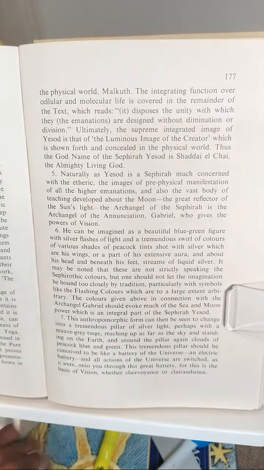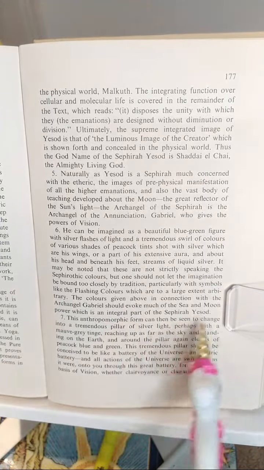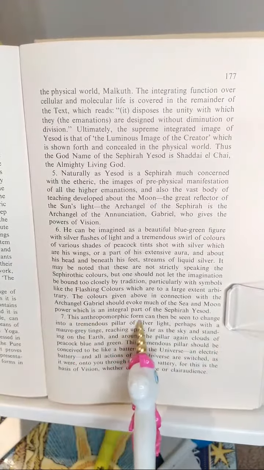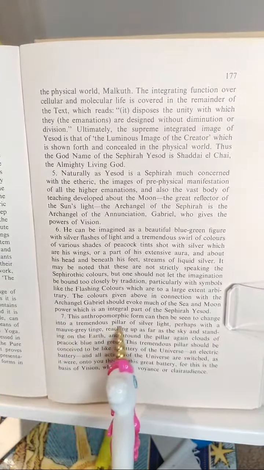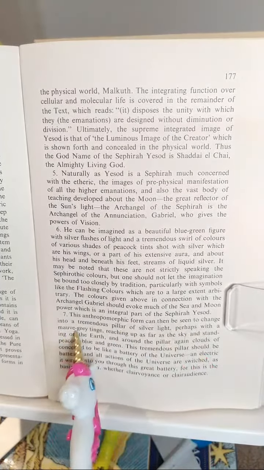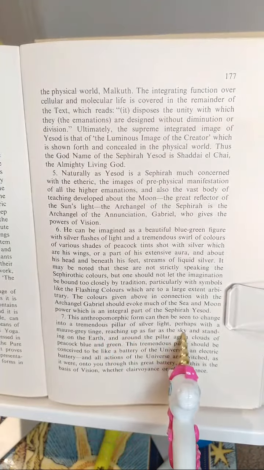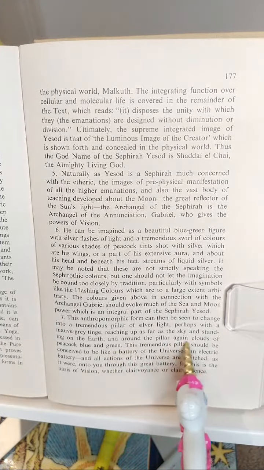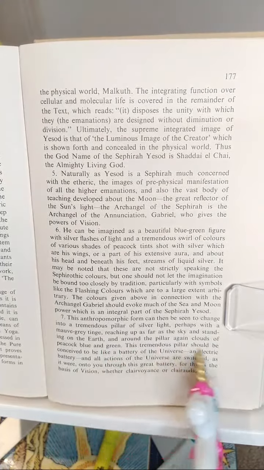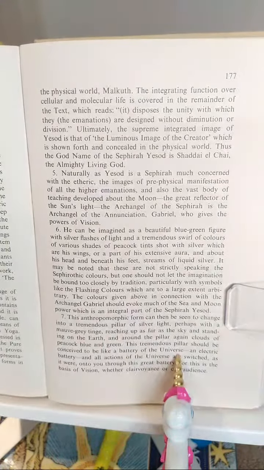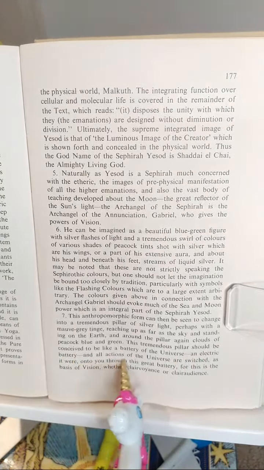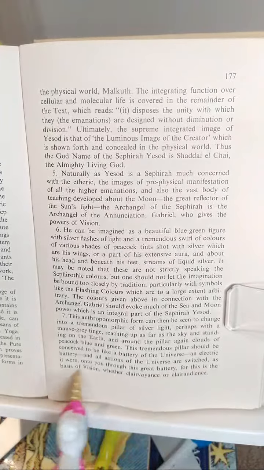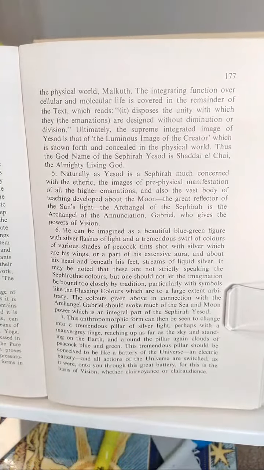Number 7, this anthropomorphic form can then be seen to change. All right, so now we're going to the next world, right? We've got these 4 worlds. We're going to the next one. This anthropomorphic form can then be seen to change into a tremendous pillar of silver light, perhaps with a mauve gray tinge, reaching up as far as the sky and standing on the earth. And around the pillar, again, clouds of peacock blue and green. This tremendous pillar should be conceived to be like a battery of the universe, an electric battery, and all actions of the universe are switched, as it were, onto you through this great battery. For this is the basis of vision, whether clairvoyance or clairaudience.